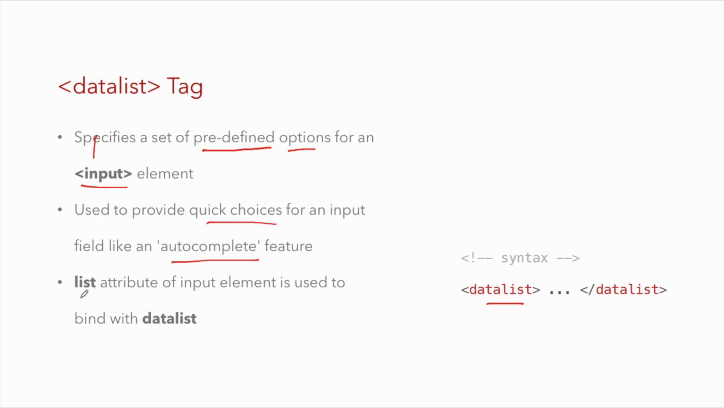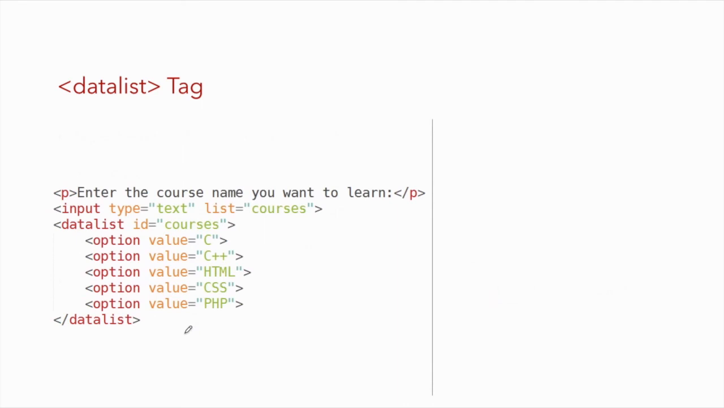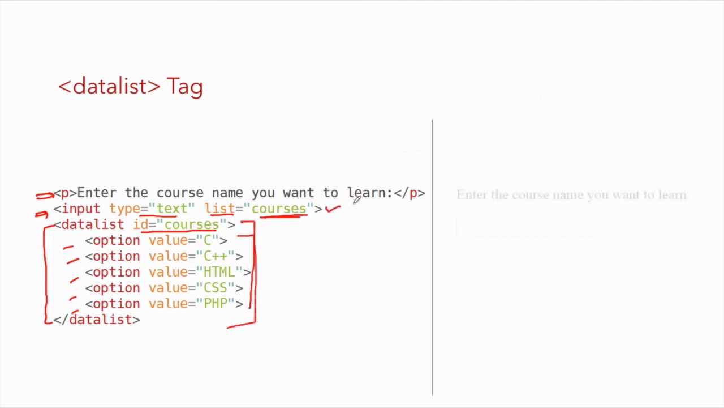Then you can use the list attribute inside of your input tag and specify which datalist you want to refer to. So here is one example. I have created one p tag where I'm writing "enter the course name you want to learn", and then inside of one input text control I have specified list as courses, and then I have created this datalist where I have specified ID as courses. So when I specify list as courses, this particular datalist will be referred, and inside of this datalist I have specified multiple options. So all these values will be part of your input text control. Something like this.